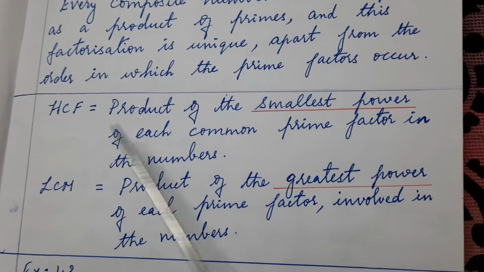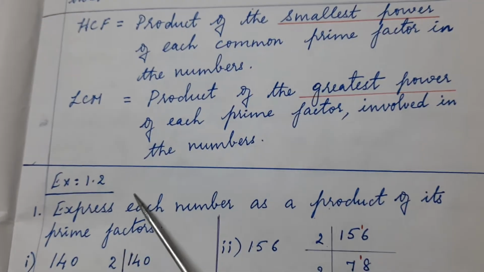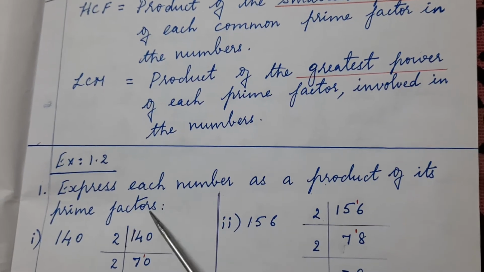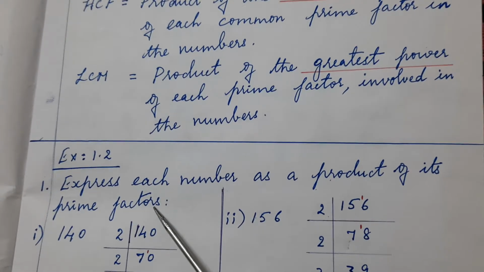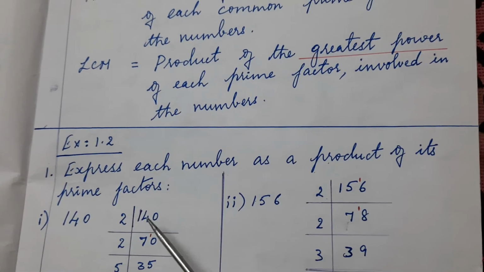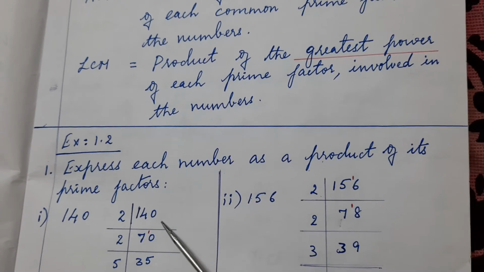Since it is the common factor, it becomes the smallest power. So exercise 1.2, the first question. Express each number as a product of its prime factors. Here 140 is the composite number. Now to divide and find the prime factors, you should know the divisibility test.